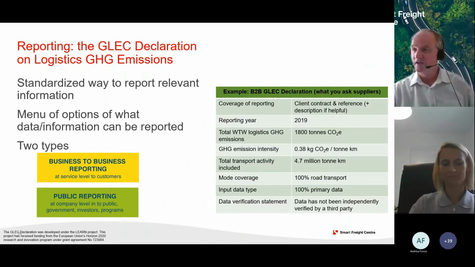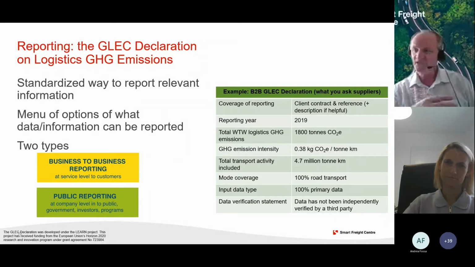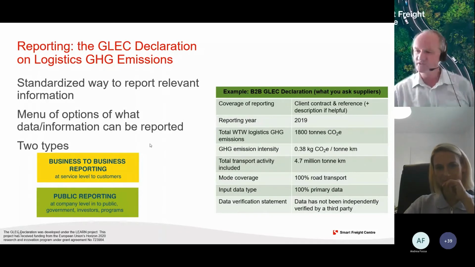We have something called the Glec declaration, which is again set out in the framework as a standardized way to report the relevant information against a menu of different KPIs. And there are two real purposes for this. One is to facilitate business to business reporting, to make sure that there is a common way of transferring information so that carriers aren't asked for information against a different specification by their different customers, and similarly to help that process along so that logistics service providers who would be sat in the middle actually have got a common flow of information through the chain.